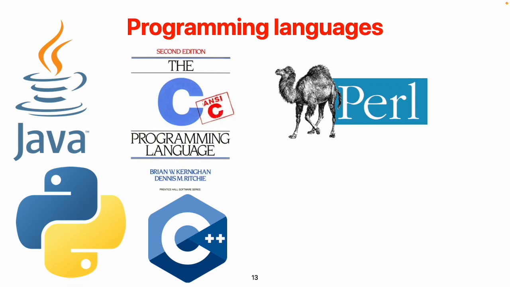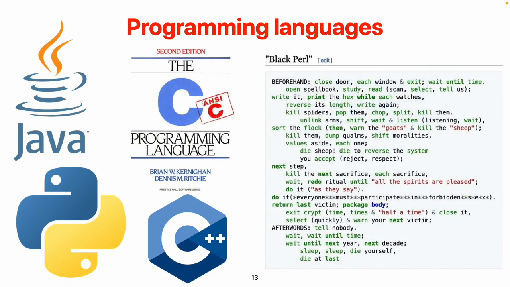And how about Perl? When I was an undergrad, don't try to Google search it, Perl was like the Python at that time. It's also an interpreter-based language. And this is like the Black Perl, because people wrote a poem using Perl. A lot of people would say Perl is the most beautiful programming language in the world. And the surprising thing is that this program can actually execute.